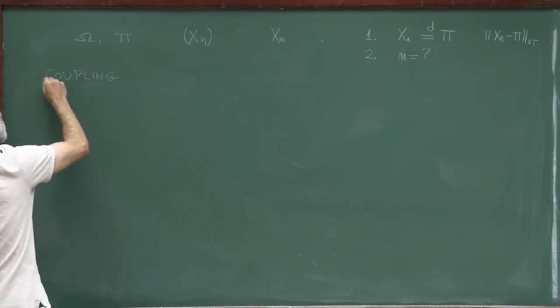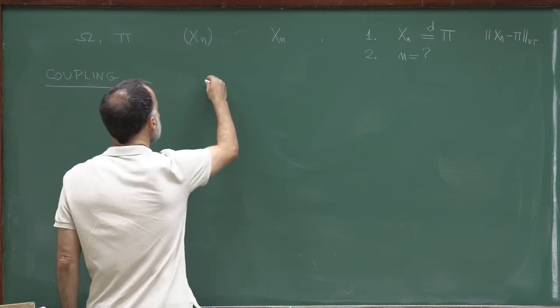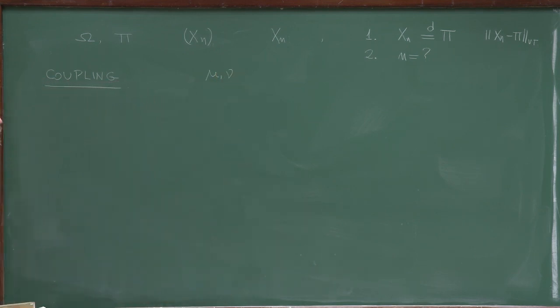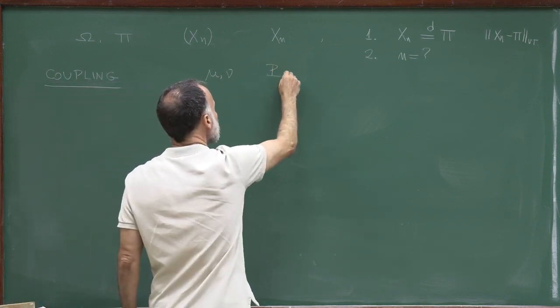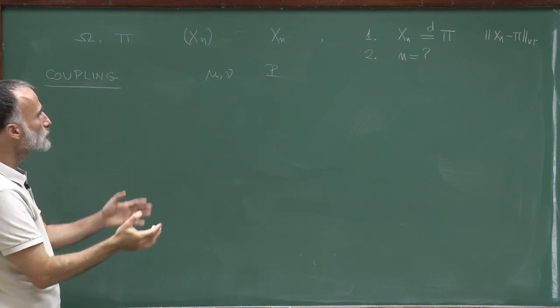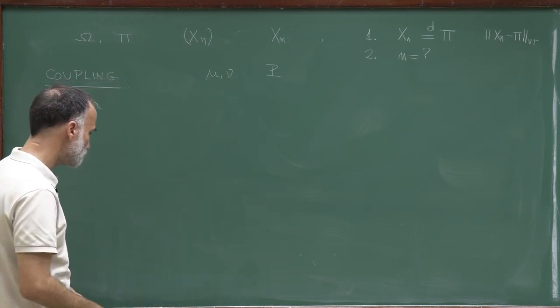So I want to talk a bit about coupling before we start with the example. We have seen a coupling between two measures. So if I have mu and nu, two probability measures, we have seen defined the coupling between these two measures. P is a measure on the product space whose marginals are equal to mu and nu.